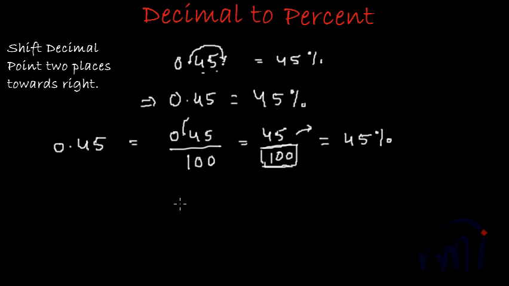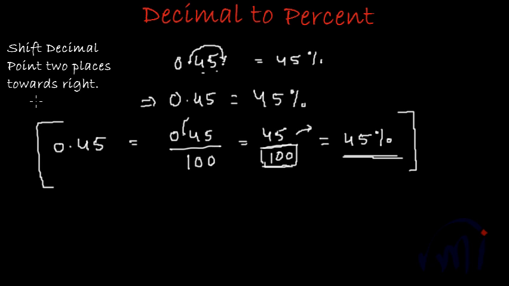And what is percent? Percent is per cent. That means for every 100. So in this case, for 100 you have taken 45 parts. So it will be written as 45%, right? So this is the logic behind the procedure of converting a decimal into percent. What is the procedure? Shift the decimal point 2 places towards its right, and that becomes the percent, right?